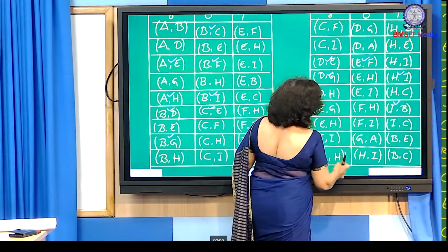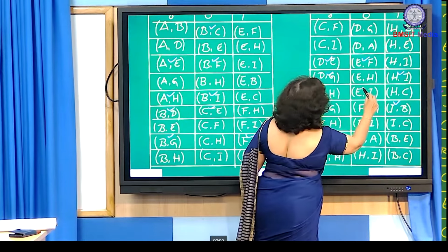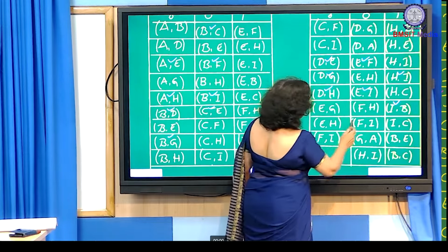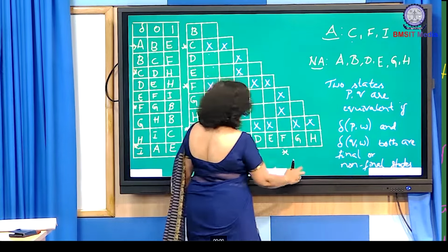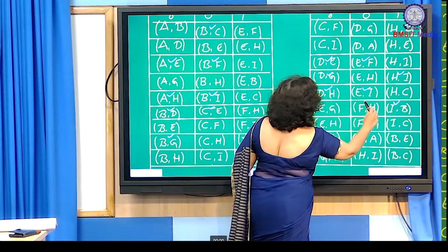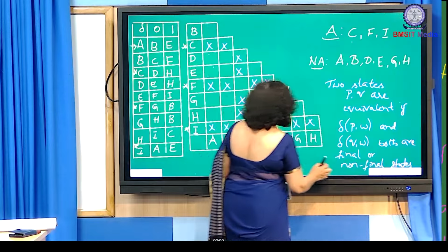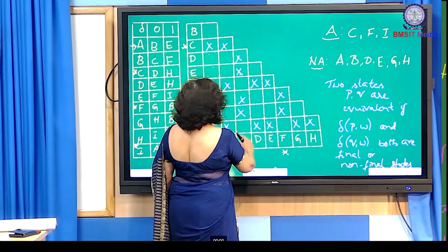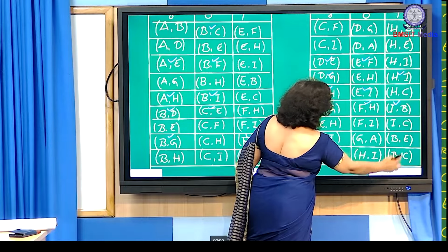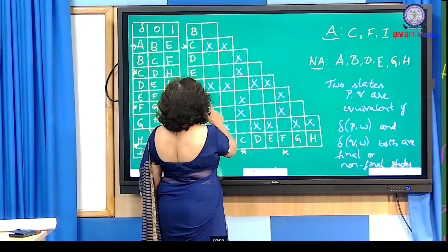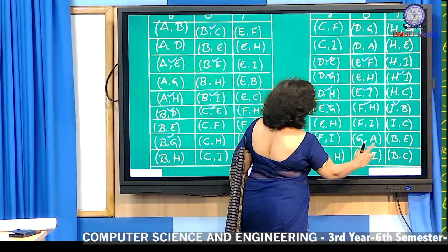Now EI or CH? EI, yes, EI is marked. So EI is marked, so mark DH. FH, BI. FH is marked, so mark EG. Mean it's already marked. So FI, IC. FI, no, IC, no. AG, BE. AG, no, BE, no. It's not marked.